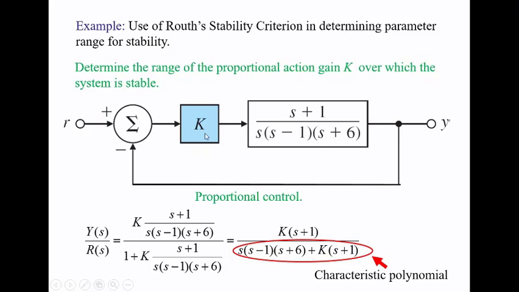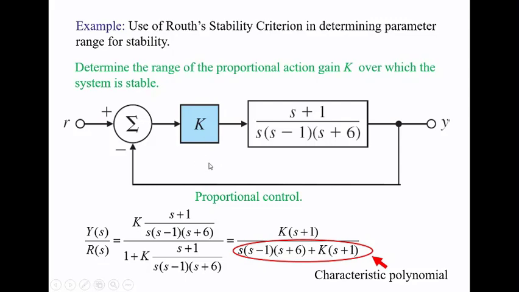We will take an example of a unity feedback system where we have inserted a proportional controller with gain k, and we have this open loop transfer function of the system: (s plus 1) over s into (s minus 1) into (s plus 6). This is placed in a unity feedback formation. We are interested in determining the range of k which will make the system stable.